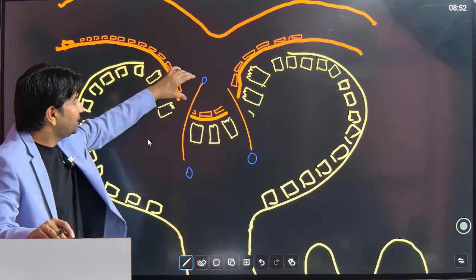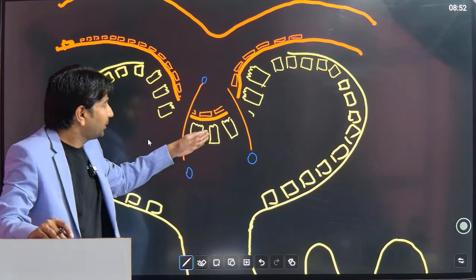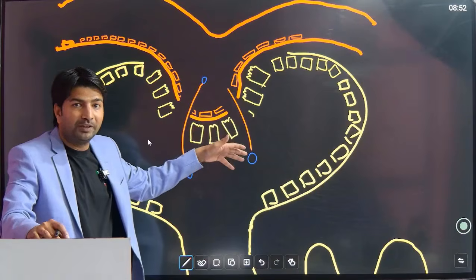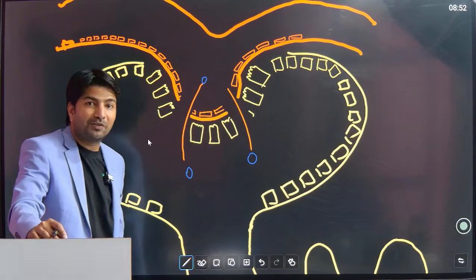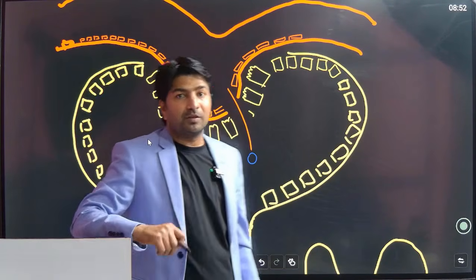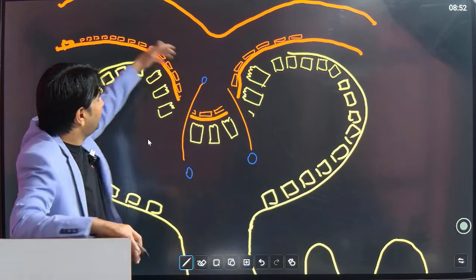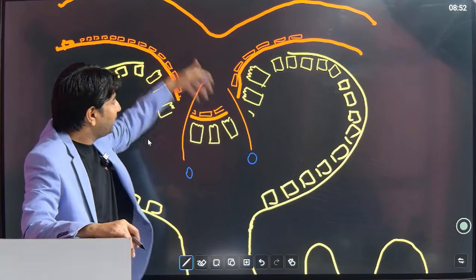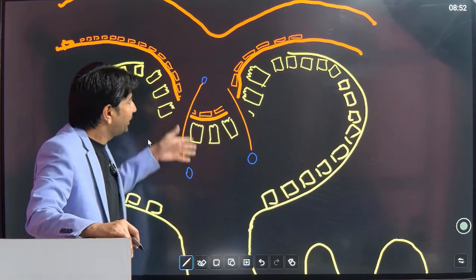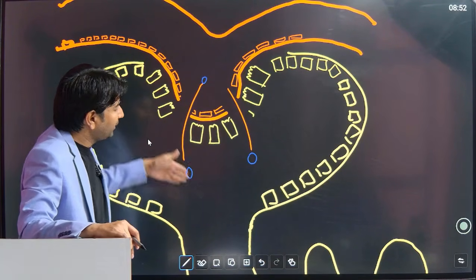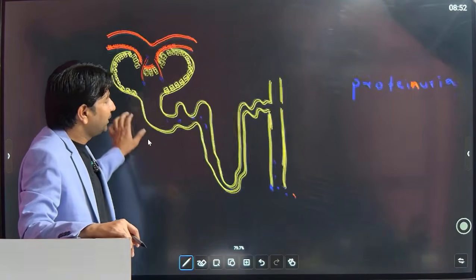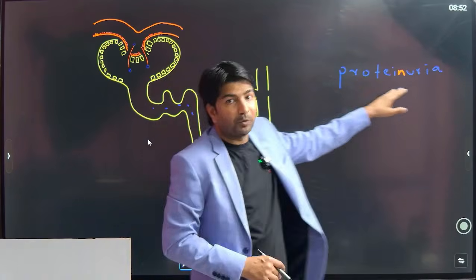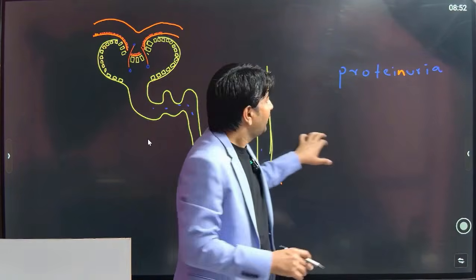Previously, protein couldn't pass through because the size of the protein is larger than these filtration slits. Additionally, our glomerular basement membrane has a negative charge. And protein is also negatively charged, so negative repels negative. This means when protein tries to pass through here, it gets repelled. But once it breaks down and is already damaged, protein will now leak out from here, and after leaking out, it will be excreted through the urine. And the excretion of protein through urine is called proteinuria. So this will be a symptom.